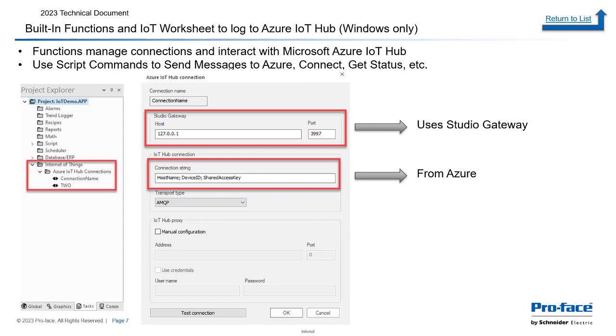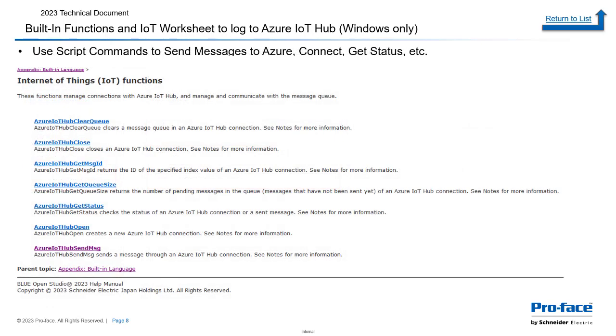To some extent, this is an extension of the MQTT driver for Azure, but this is a little bit more of a direct connection, and you have different transport types that you can use. Here you can see the script commands. It's using script commands to send messages to Azure, to connect, get status, etc. Here's a get status. That's pretty straightforward. Hub open and send messages seem like fairly obvious functions.